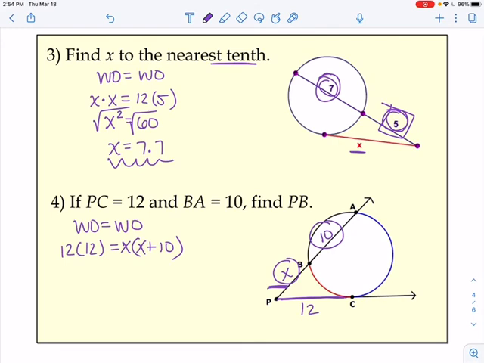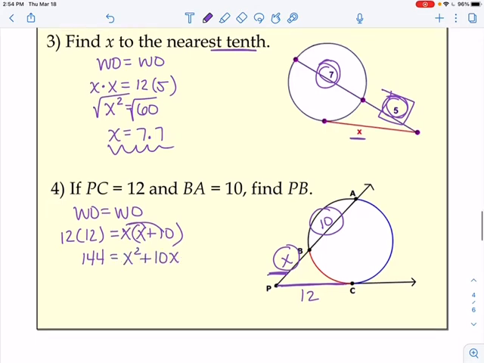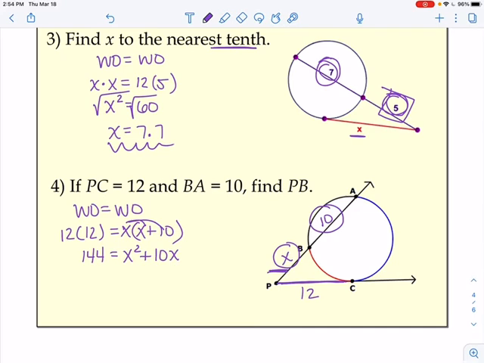First thing I'll do on the left, 12 times 12 is 144. And on the right, we're going to distribute that x through. X times x is x squared. X times 10 is 10x. So again, I'm going to end up having to factor this.